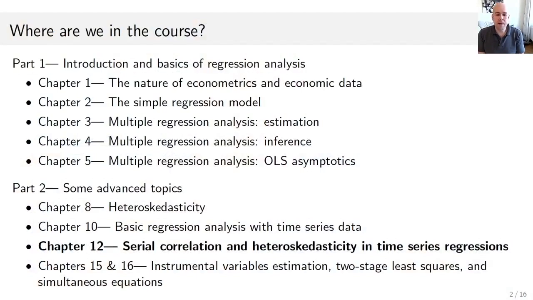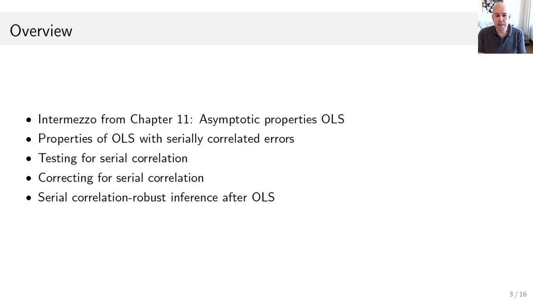We have talked about heteroskedasticity, that was chapter 8 in Wooldridge's book. Then we have talked about time series analysis in an introductory way, and in the way it is covered in chapter 10 of Wooldridge's book. And now we're going to dig a little bit deeper and talk about the content of chapter 12 in Wooldridge's book. And we're also going to have a little intermezzo from chapter 11, and that is about asymptotic properties of OLS.